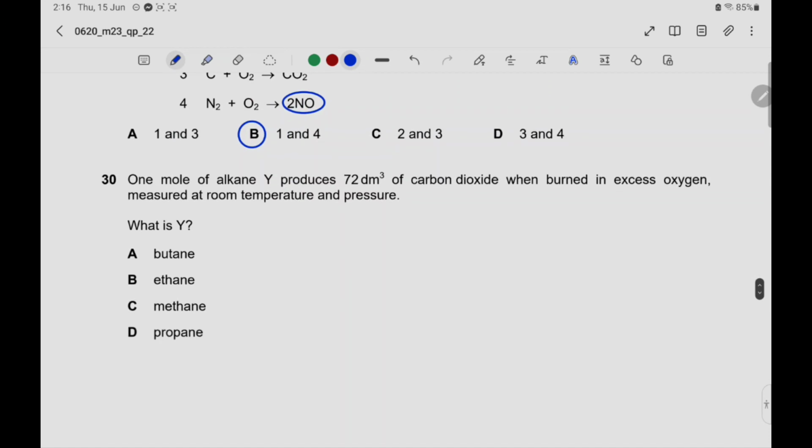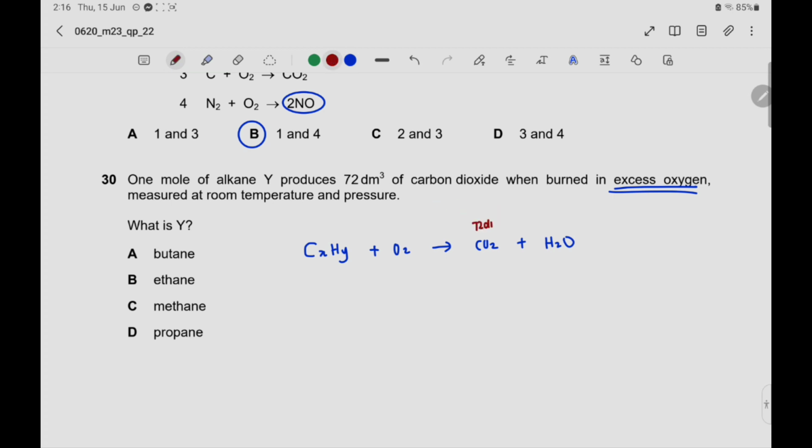So let's see, 1 mole of alkene will produce 72 dm³ of carbon dioxide when burned in excess oxygen. So they want you to know what this is. Alkene, we know, is a CxHy. They will add with oxygen first to produce carbon dioxide and water. It's actually very simple.